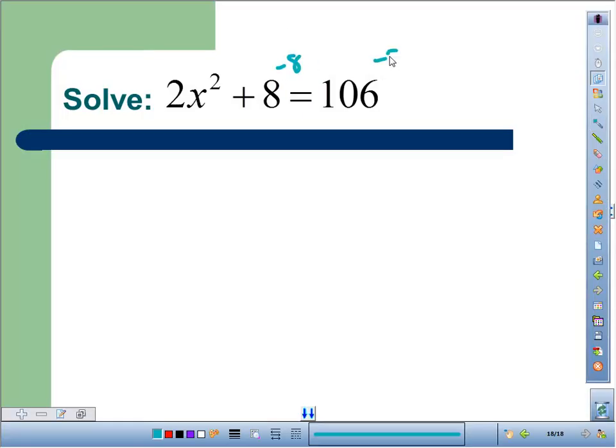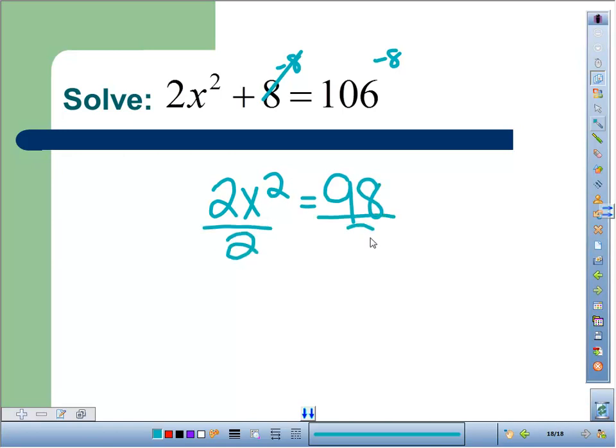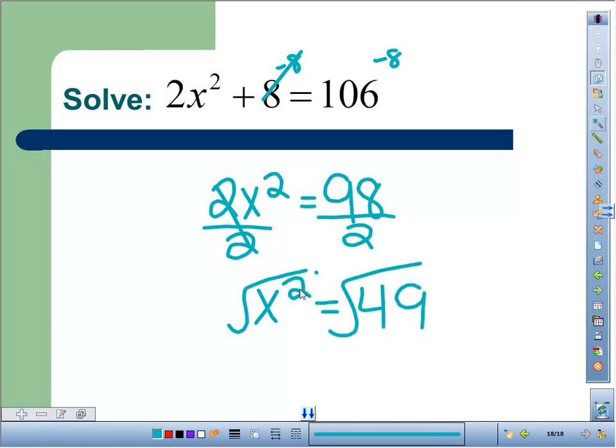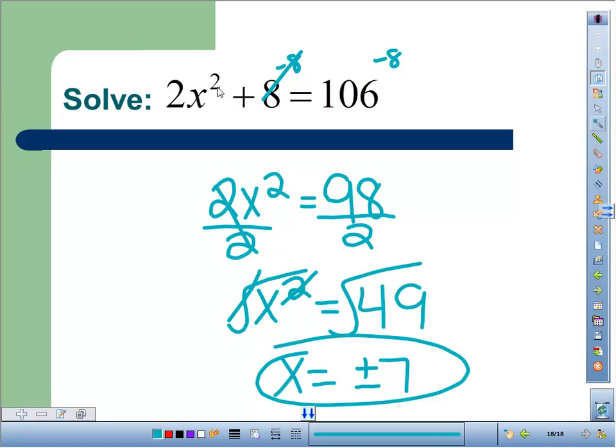Okay, so subtract the 8. We get 2x squared equals 98. Divide by 2, so x squared equals 49. Square root both sides. The square root knocks out the square, and I'm left with what? Plus or minus 7. Of course we have two answers because of the squared. So plus or minus 7 are our answers.